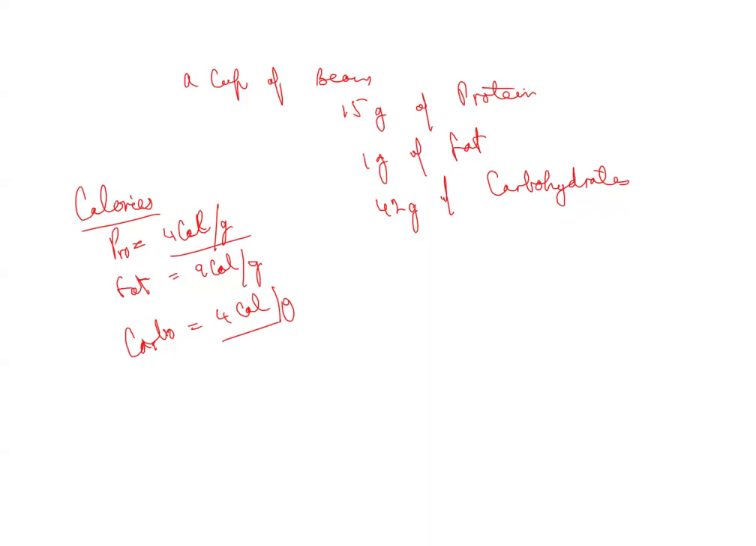So they're asking, if a cup of beans, and they have analyzed this and found 15 grams of protein, 1 gram of fat, 42 grams of carbohydrate, the question is, how many calories does this serving contain? 1 cup, how many calories are there? This is actually, you don't have to know chemistry or biology or anything. You can just do it mathematically, okay? Because let's take proteins. 1 gram gives 4 calories, so 15.